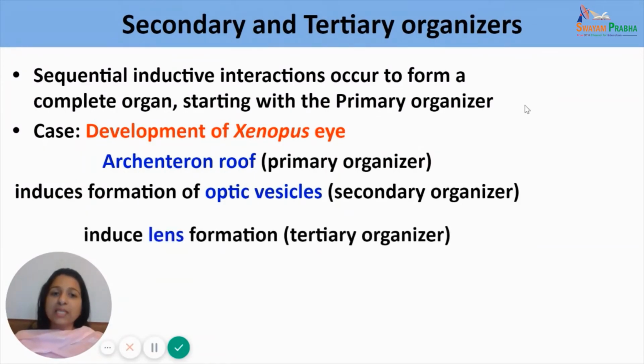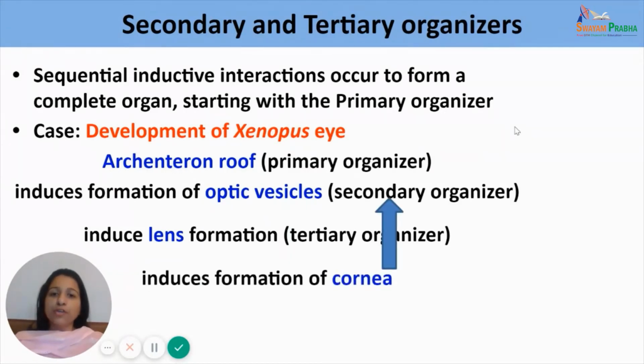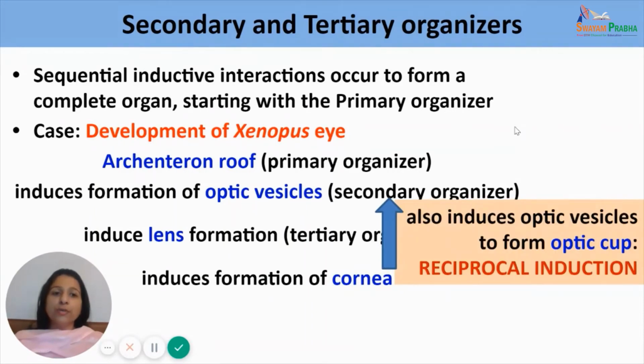Further, the optic vesicles act as the secondary organizer and they induce the formation of the lens in the head ectoderm. This head ectoderm or the lens region further acts as the tertiary organizer and it induces the formation of the cornea. Further, the cornea also induces the optic vesicles to form the optic cup, and this is a case of reciprocal induction.